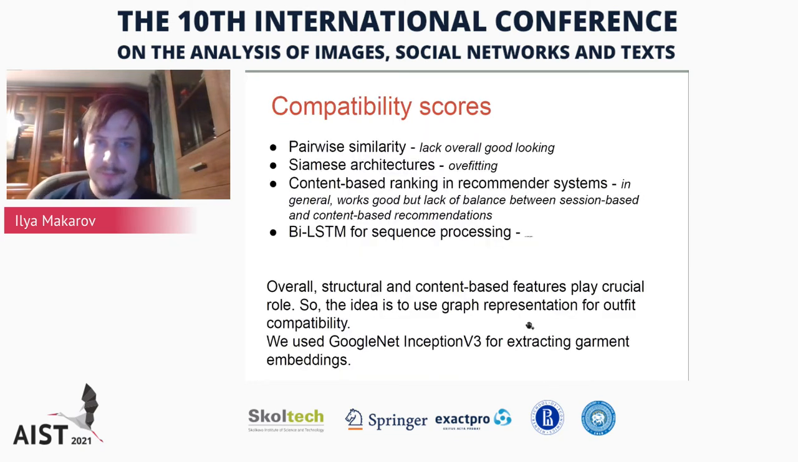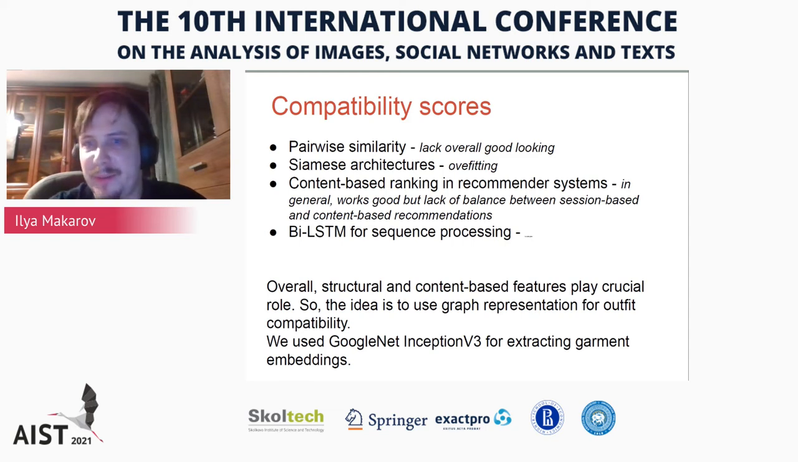So basically, there are a lot of approaches that try to tackle this problem. For example, one of the earliest approaches just does pairwise similarity. And the problem is that it lacks overall good-looking quality for the outfit. So when you could match every type of object with each other, you could get some very limited number of outfits that match together ideally, but usually you may need to fit the current number of garments with some additional ones, and they may not be ideal for each other. There are also approaches based on Siamese architectures, but they usually overfit because there is a lack of data regarding good outfits for this kind of training.